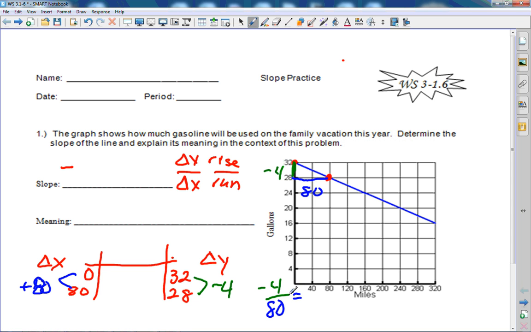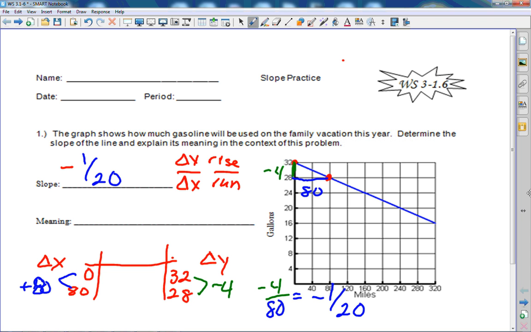And if you reduce it, you can go into your calculator, put negative 4, divide 80, put math, enter, enter. Okay, you get negative 1 over 20. That is your slope, negative 1 over 20. That's telling me that I'm going down 1 and to the right 20, and that's a new point on my line. Down 1 and over 20.